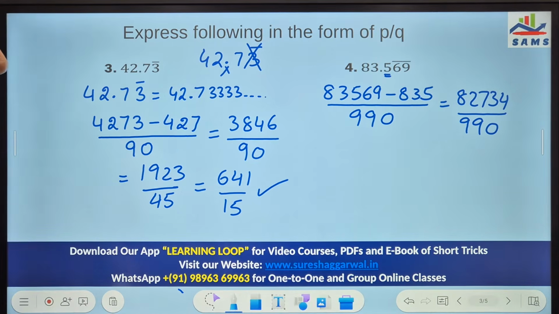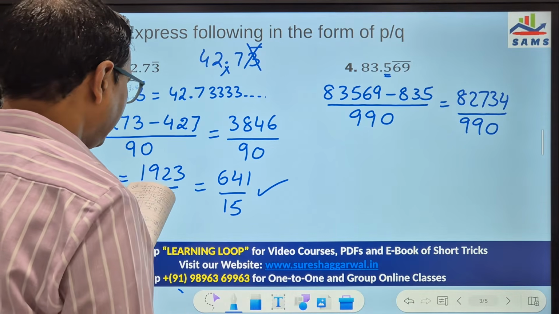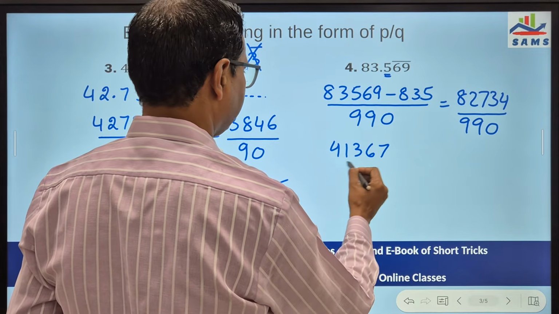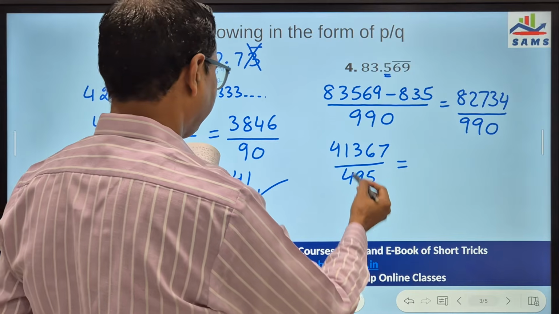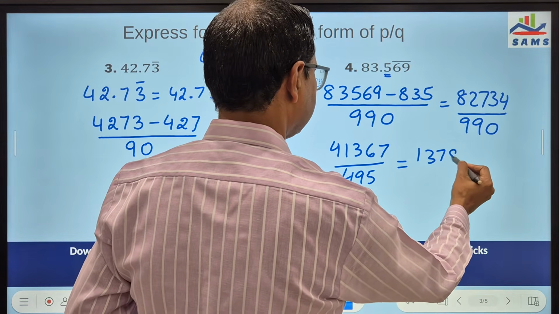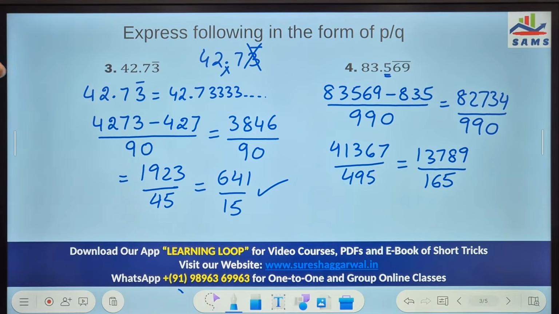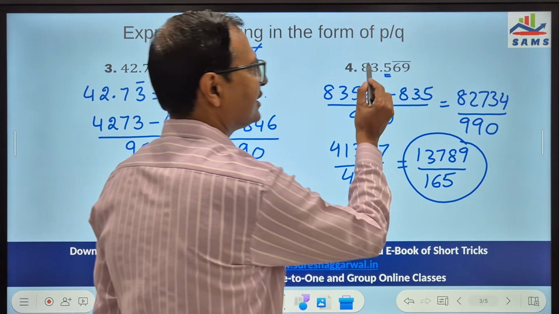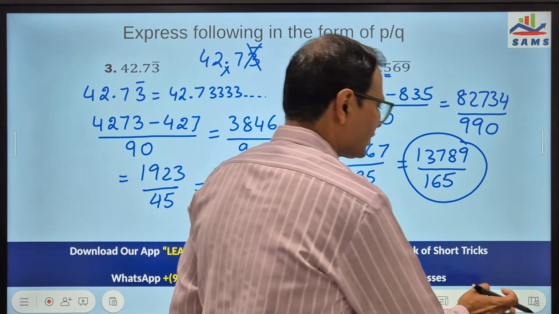So you can remove the common factors now. There is a common factor 2, I think, which you can eliminate. 82734 divided by 990 will become 41367 divided by 495, which will further reduce, I think 3 is a common factor, 13789 and divide that by 165. Now you can check whether there are more common factors or not, but I don't think there is any more common factor here, which gives you your final answer for the P by Q representation of this big non-terminating recurring decimal. Okay, so let's apply it to some more questions here.